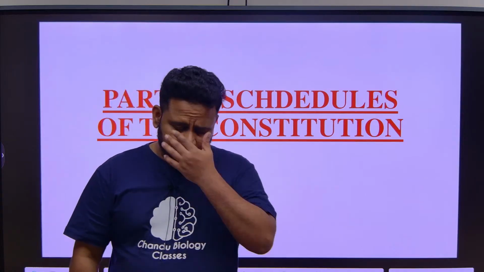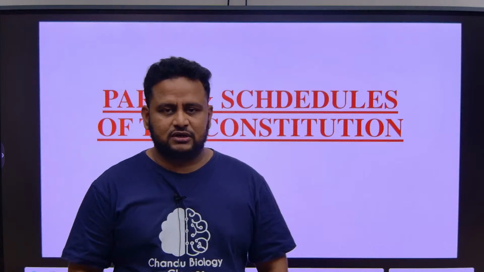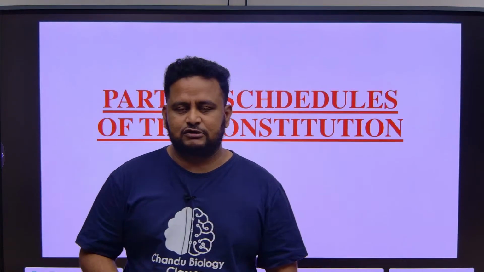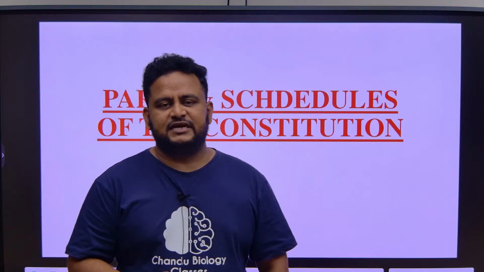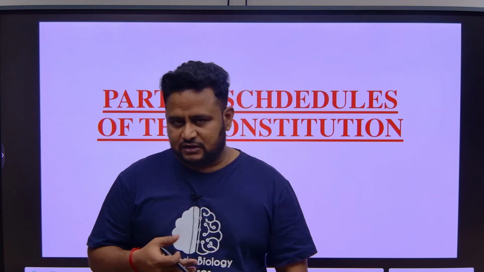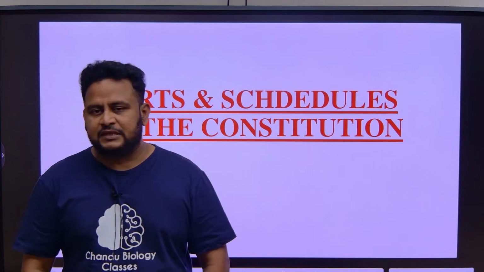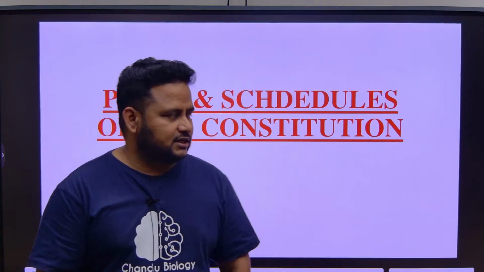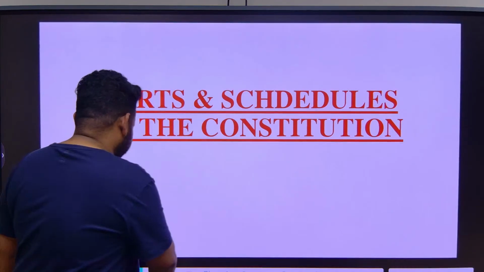Then we learnt the British constitution. After that we learnt the Irish constitution, accordingly French, Canadian, South African, Australian, Weimar, then the Japanese constitution, and the Russian also we learnt. Based on that we solved certain questions in the previous class. Got it? Now in this class we will be discussing a very important topic.